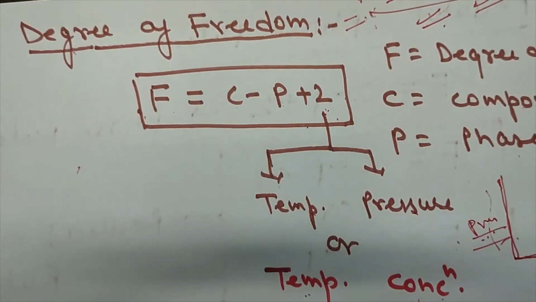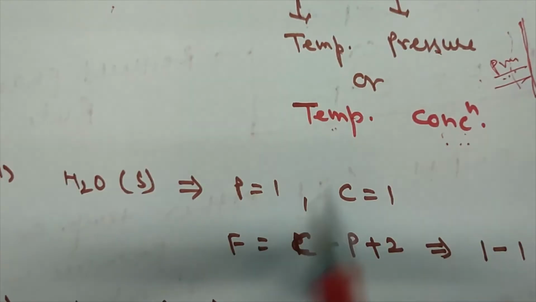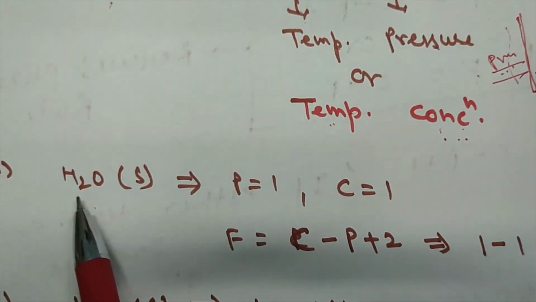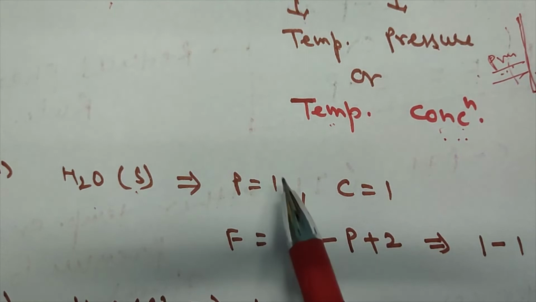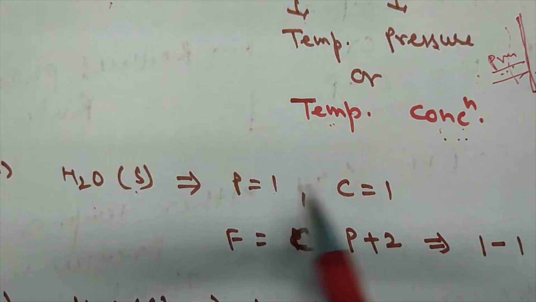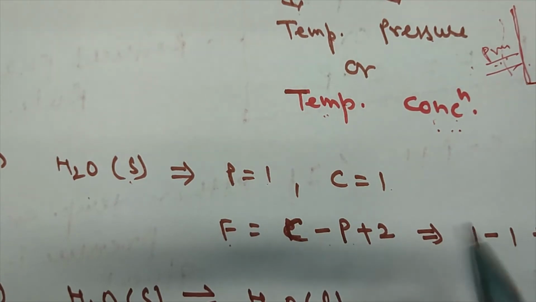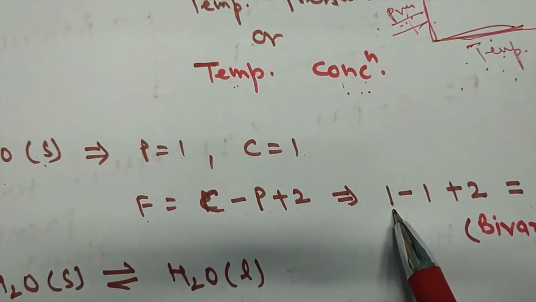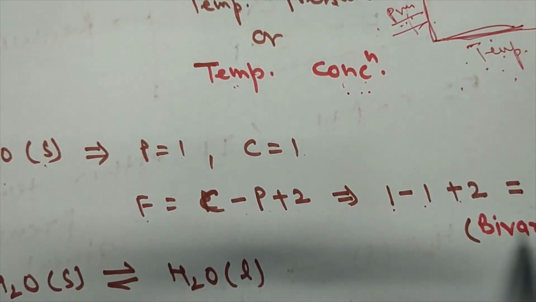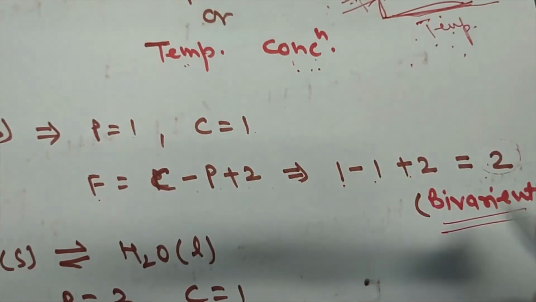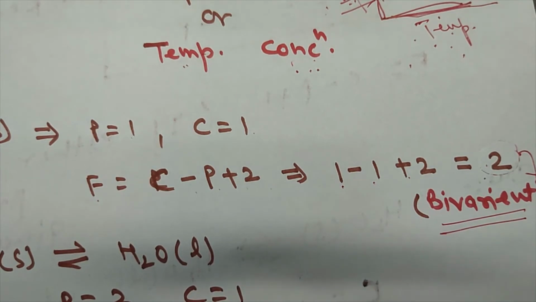So how will you determine this F? Suppose this is given to you: H2O solid. What will be the phase? Solid is one phase, and component will be 1. What will be F? C minus P plus 2: component is 1, phase is 1, plus 2. It is 2, which means it is bivariant. You may call it bivariant.